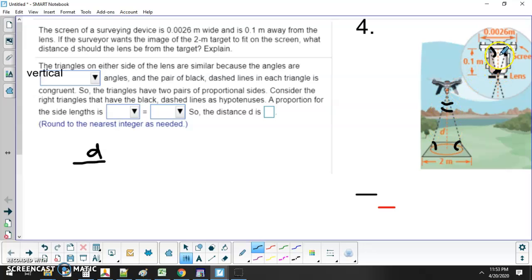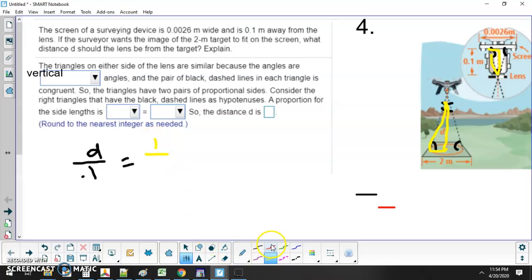compared to the height of this triangle inside here, which is labeled as 0.1 meters. So there you go, D to 0.1 meters. Now the triangle that we're looking at that has D is actually this triangle right here. So you want to compare it to a triangle right there, which is not the whole 2 meters across. It's not the whole 0.0026 meters across. It's going to be half of that. So we're going from the big triangle to the small triangle. So we're going to go 1.